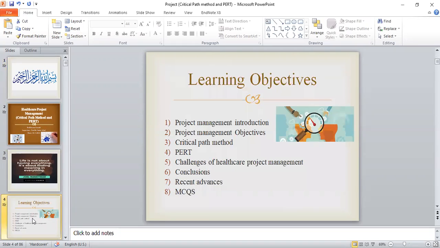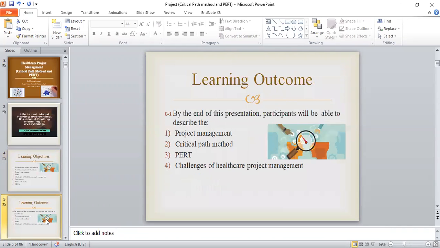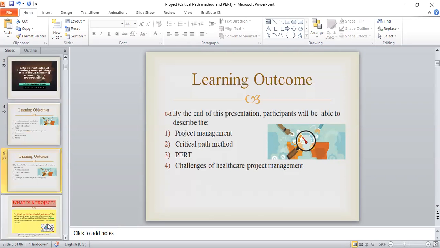The learning objectives of today's presentation are project management introduction, project management objective, critical path method, PERT, challenges of healthcare project management, conclusion, recent advances and MCQs. Learning outcome: by the end of this presentation, participants will be able to describe project management, the critical path method, PERT, and challenges of healthcare project management.